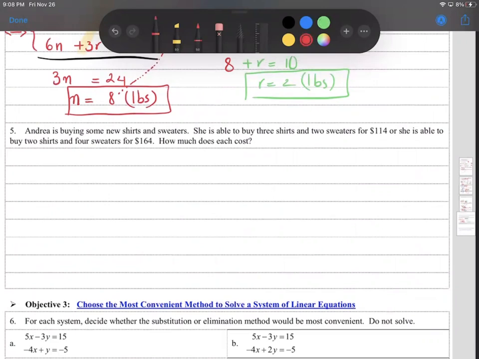First of all, you need to define the variable. Please, on the exam, define the variable. I don't want you to lose silly points. So what do they ask for? They ask for the cost of each thing that she buys, right? So let X be the cost of 1 shirt, and then let Y be the cost of 1 sweater.